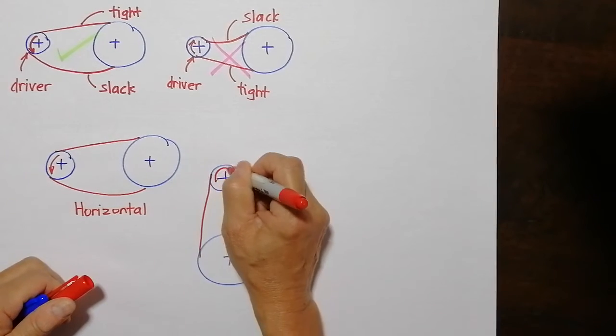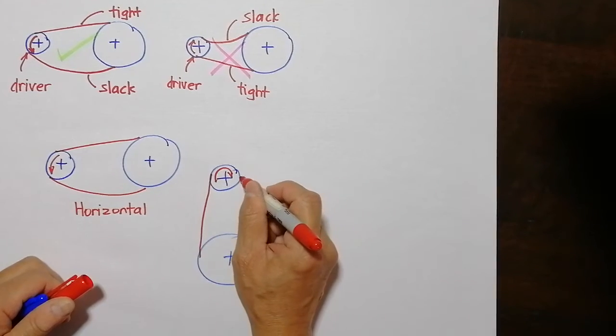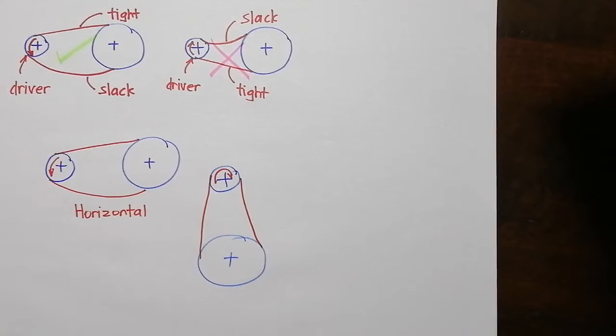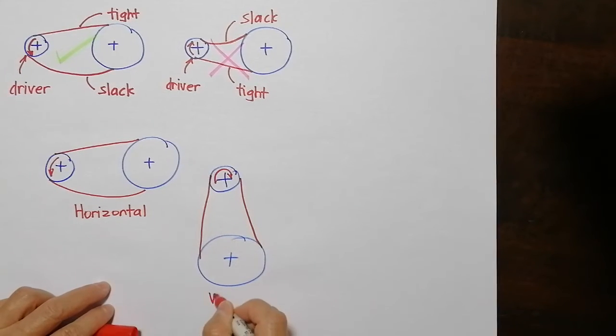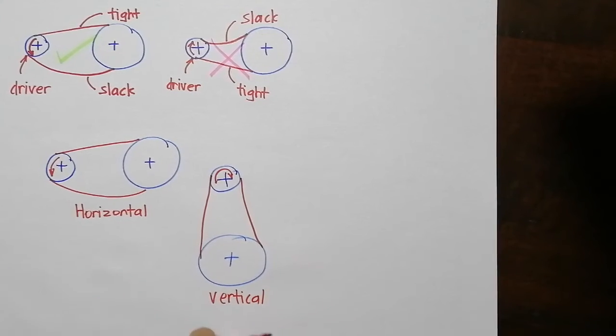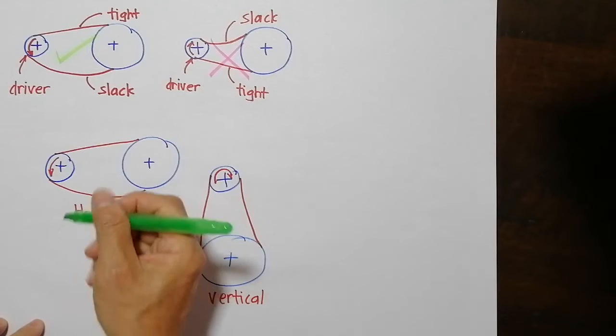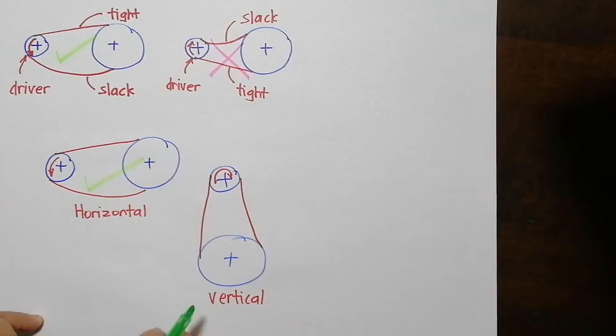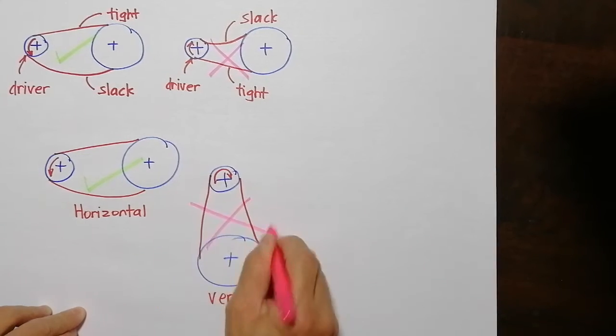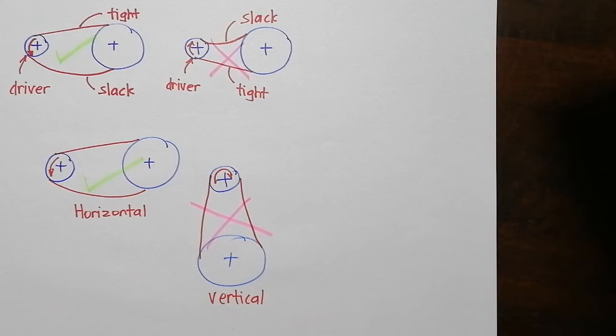Let's say you drive it like that, and this is the slack side. So this is vertical. Again, I'm going to highlight the arrow here. This is correct, and the vertical one is incorrect. You don't put it vertical.